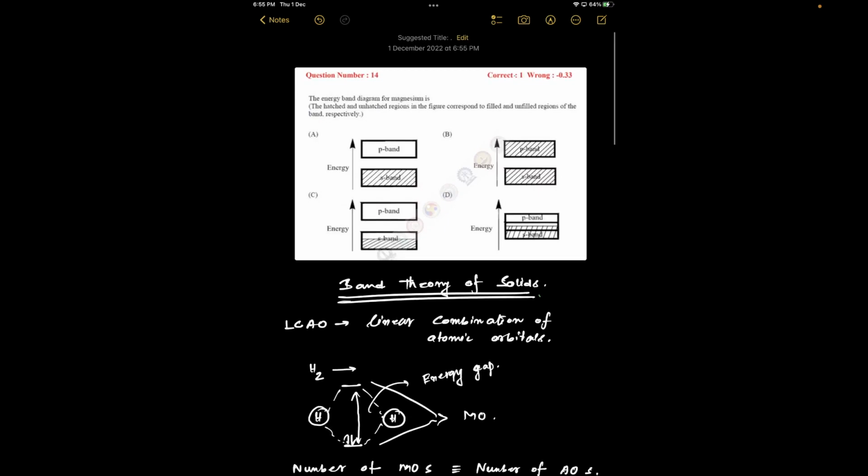So if you observe the options here, in option A the S band and P band are not overlapping, but the S band and P band will overlap with each other, so option A is wrong. Option B also has these two bands not overlapping, so this is also wrong. And in option C, these two bands are not overlapping, so this is also wrong. And in option D, the S band and P band are overlapping and the S band is completely filled up. So that's why option D will be the correct answer to this question.